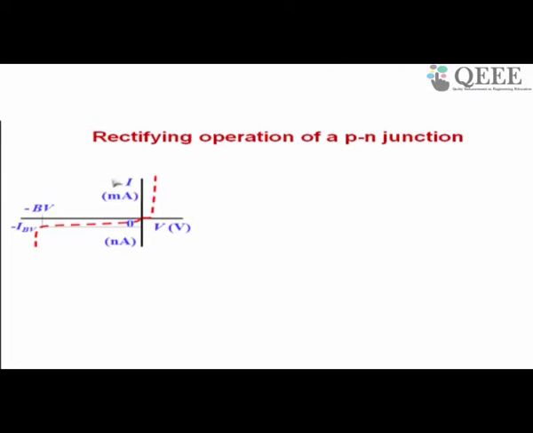This is the current voltage characteristics we want to explain. Forward direction, high current. Reverse direction, very small current up to breakdown voltage. After breakdown, again large current. So there are three regions: forward bias, reverse bias below breakdown, and breakdown. Let us look at these three regions. How do we explain?